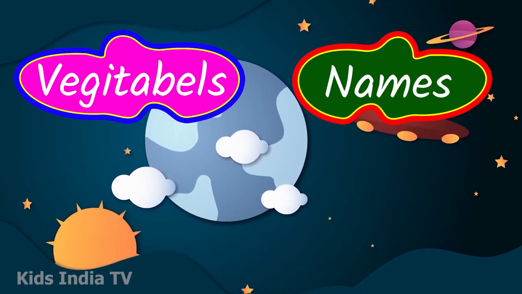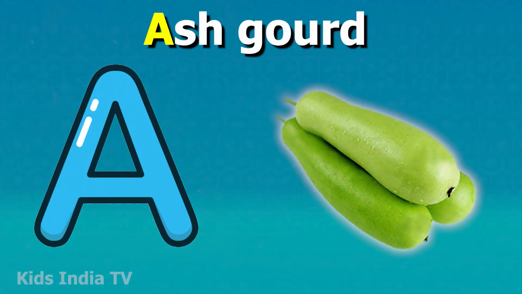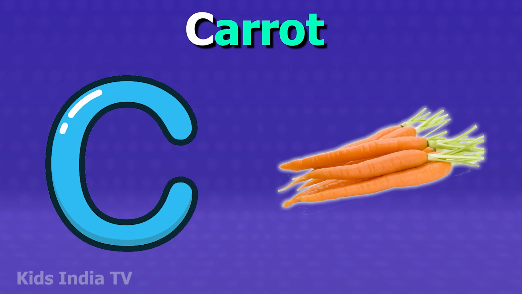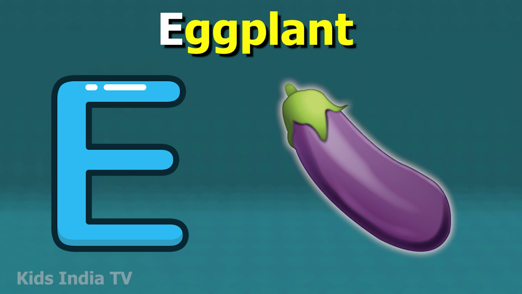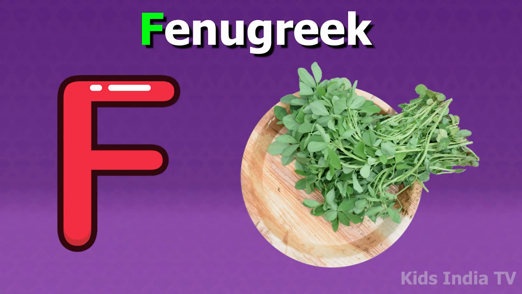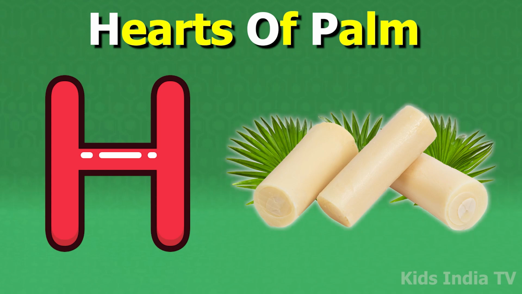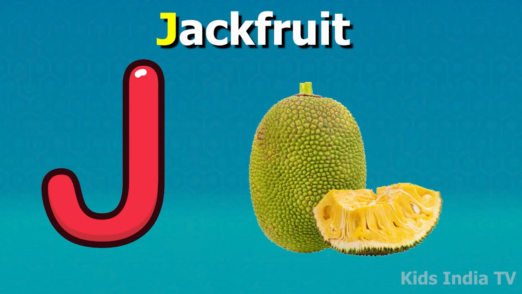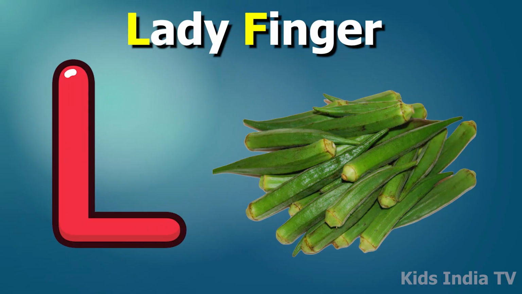Vegetable names according to alphabets. A for ash gourd, B for broccoli, C for carrot, D for drumstick. E for eggplant, F for fenugreek, G for garlic, H for heart of palm. I for ivy gourd, J for jackfruit, K for kale, L for ladyfinger.